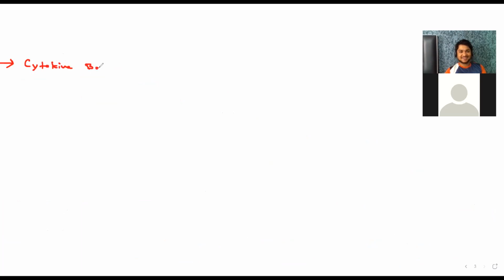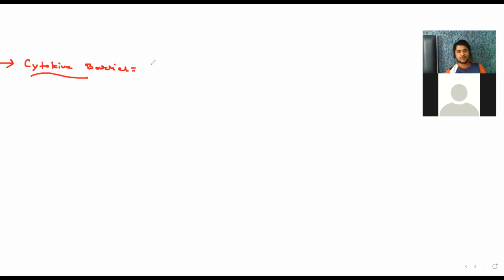Okay, and the last one is the cytokine barrier. So what is the cytokine barrier? Suppose a virus is infecting me. Whenever my cells are virally infected, these cells release a protein, and this protein protects the non-infected cells from the infected one. It is something like, suppose I'm getting infected but I want to save my normal friend. So I will release some protein coating, and this protein coating prevents my friend from getting infected by me.